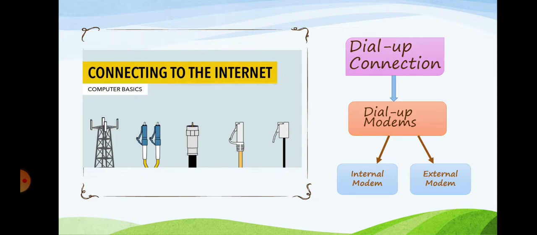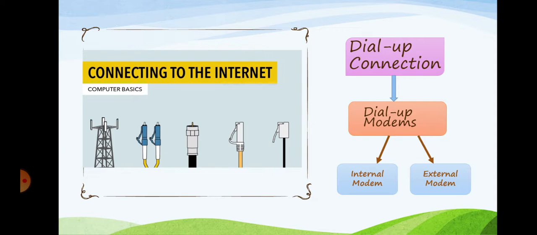The dial-up modems are of two types, external modem and internal modem. An external modem is a small box that uses a cable to connect with a computer. And an internal modem has no need to connect with a wire. It's just an expansion card which is attached to your computer's motherboard.